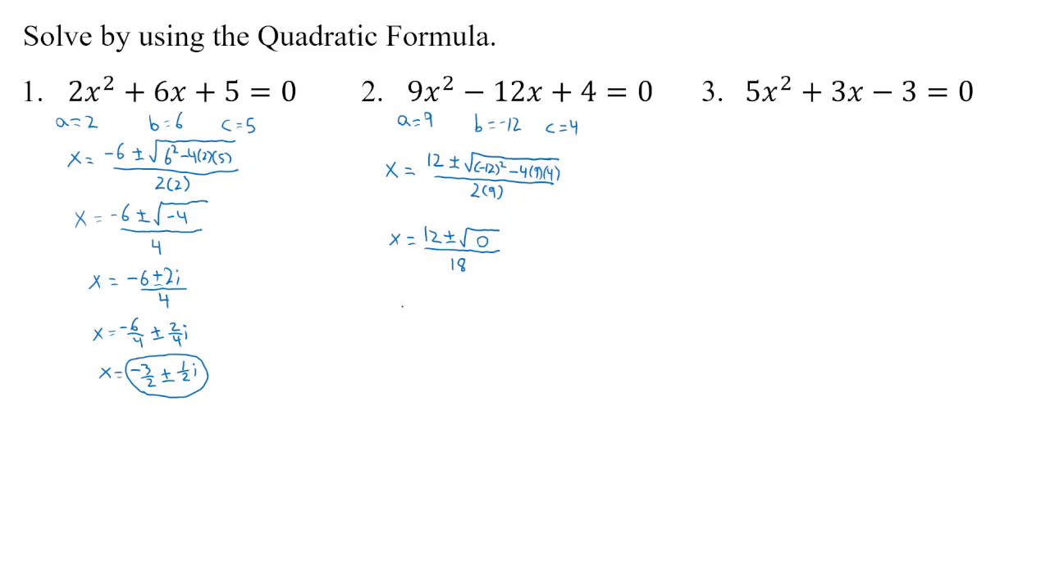Now, the square root of 0 is 0. Therefore, you're going to have 12 over 18, which reduces to 2 over 3. Therefore, your solution is 2 over 3. And notice this time we only have one solution.